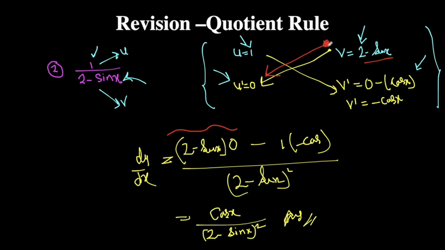That is a necessary condition. You can't do the first multiplication from here to here. Always do the multiplication of v and u dash, then take away the multiplication of u and v dash. Then the whole thing will be divided by v square, which is 2 minus x square, and that is your differentiation by the quotient rule.